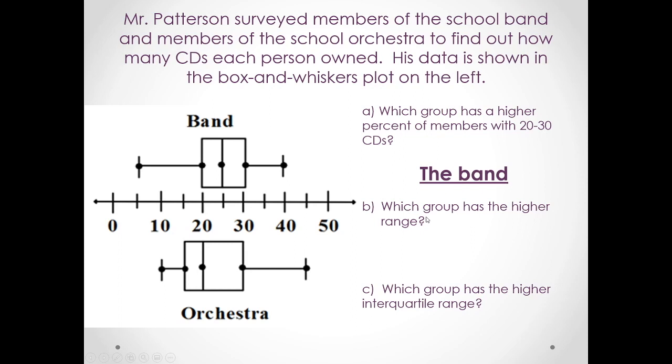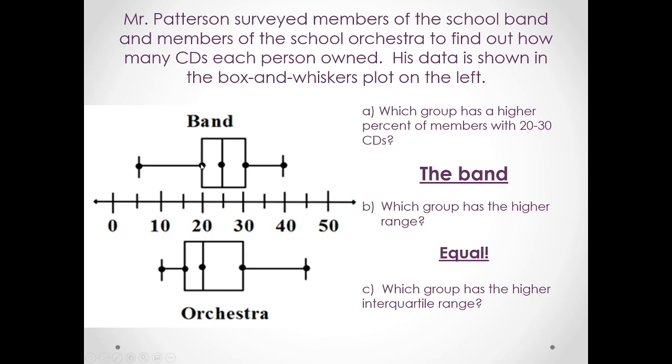Which group has the higher range? Well, let's take a look. The band has a minimum of 5 and a maximum of 40. So 40 minus 5 would be 35. The orchestra has a minimum of 10 and a maximum of 45. 45 minus 10 is 35. So which group has the higher range? Neither. It's the same.